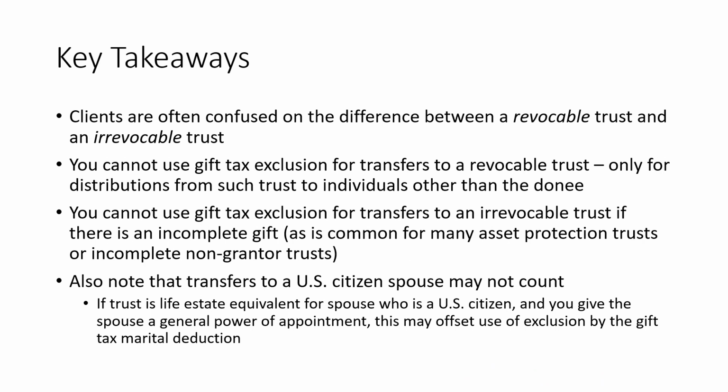And second, you can't use gift tax exclusion for transfers to an irrevocable trust, which are incomplete gifts. In other words, where the donor retains a power of appointment, which would be common for many domestic asset protection trusts or incomplete non-grantor trusts. It's also important to note that transfers to a U.S. citizen spouse, as I mentioned, may not use gift tax exclusion.